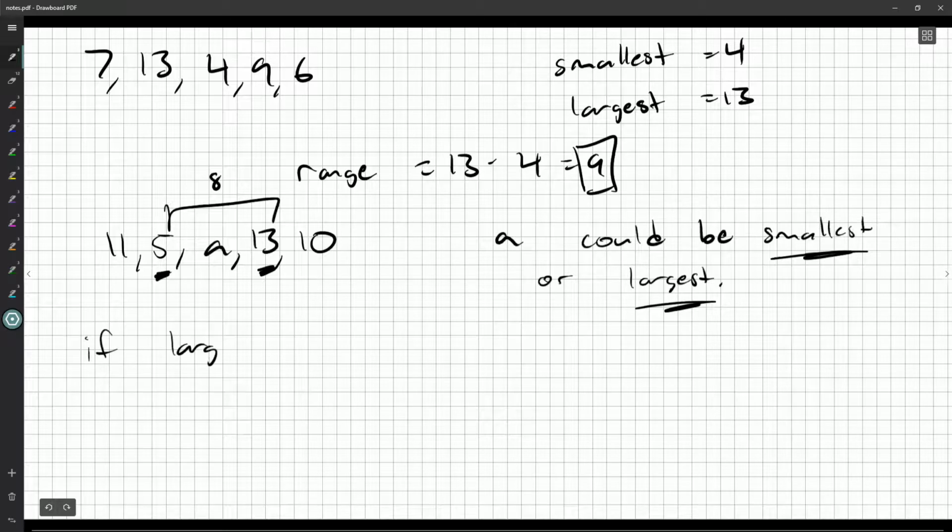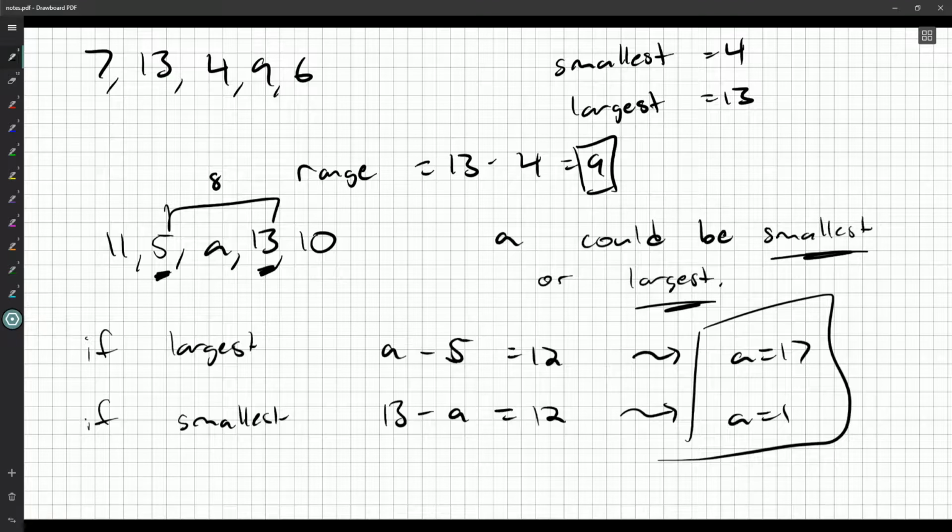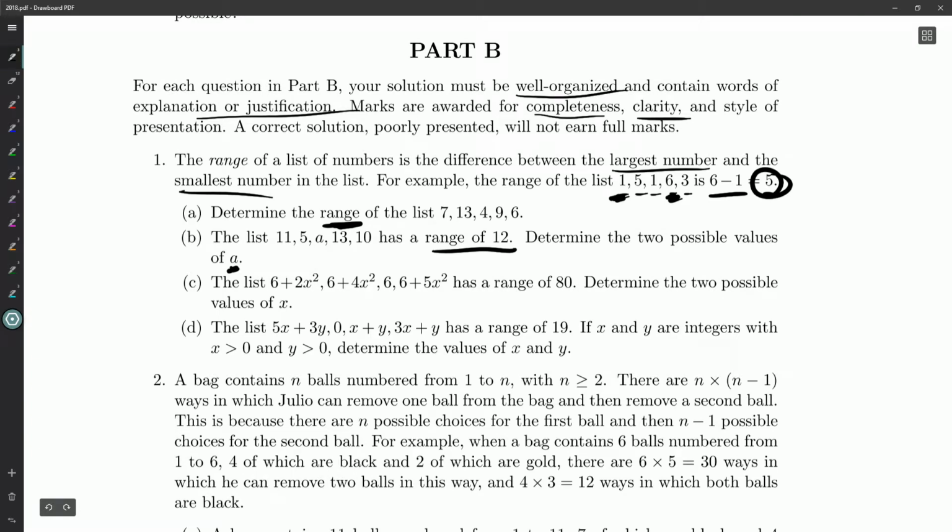If A is the largest, A minus 5. You could point out 5 is currently the smallest, doesn't really matter. Must be 12, so A is 17. If A is the smallest, then 13 is the largest. So 13 minus A must be 12. And so add A to both sides. What do I have to add to 12 to get 13? 1. There we go. If you wanted to, you could summarize it with a little therefore statement. Doesn't really matter. So I got the 2 values of A as predicted. They bothered to tell me how many values of A I was searching for.